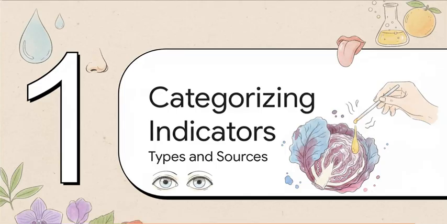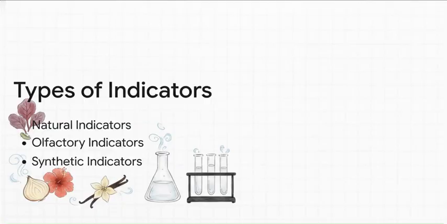All right, let's jump right into part 1, categorizing indicators. We can broadly group these indicators into 3 main categories. First up, we've got natural indicators, which give us visual cues. Second, we have olfactory indicators, which, as the name suggests, engage our sense of smell. And third, synthetic indicators, which are human-made for very specific lab uses. Keeping this little mental checklist is really going to help you understand exactly which tool to reach for, depending on what you're trying to test.